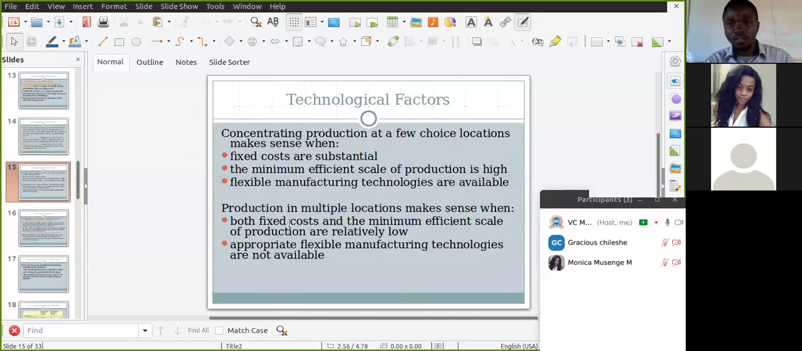Production in multiple locations makes sense when both cost and minimum efficient scale of production are relatively low, and appropriate flexible manufacturing technologies are not available.